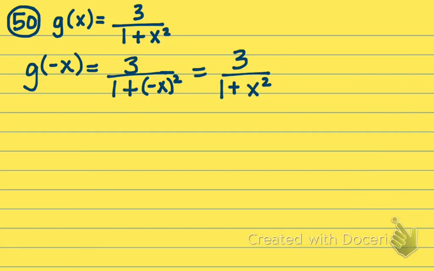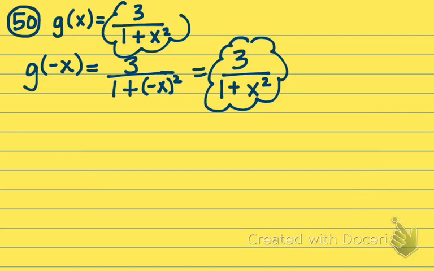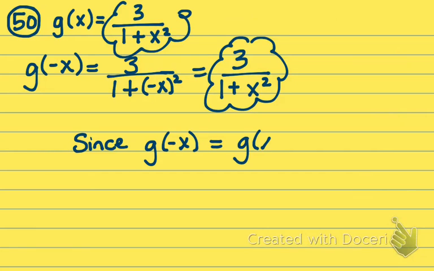Well, once you've done all the algebra you can do, you compare what you ended with to what you started with. And in this particular case, you notice that they are the same. So your statement should be, since g of negative x equals g of x, the function is even.